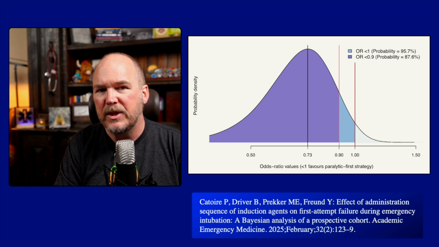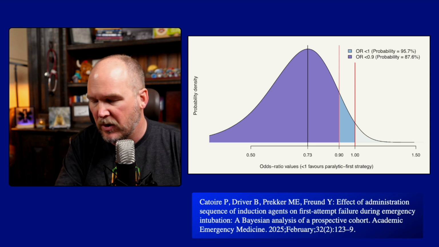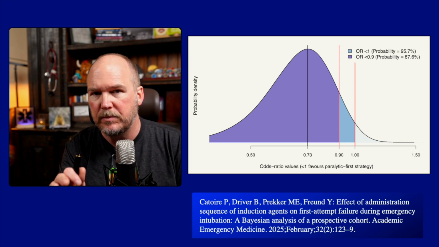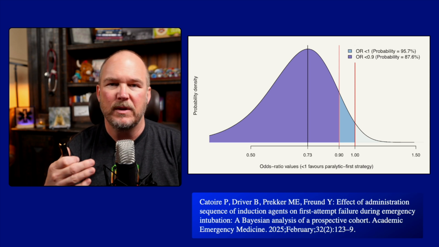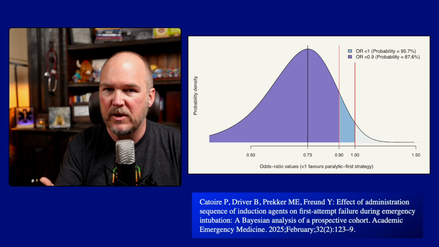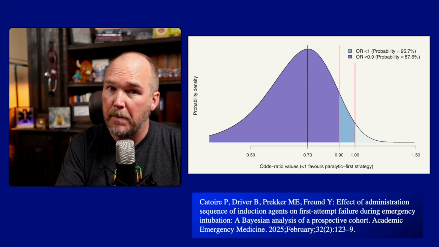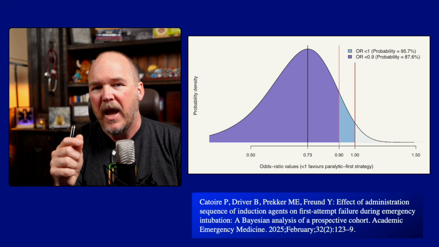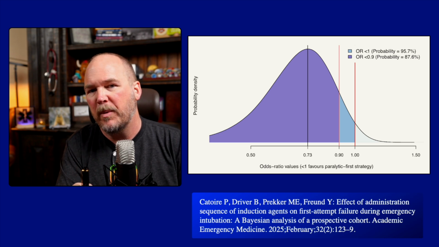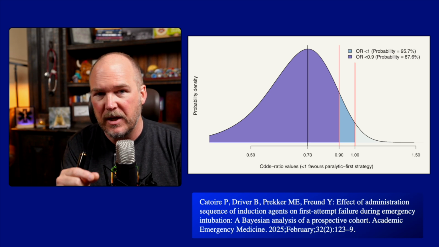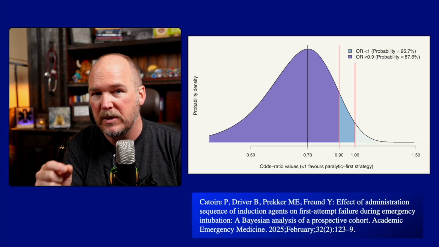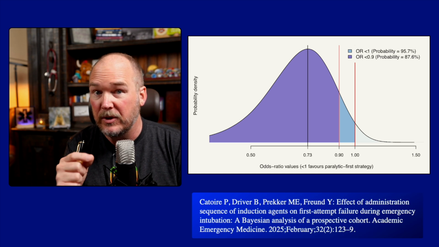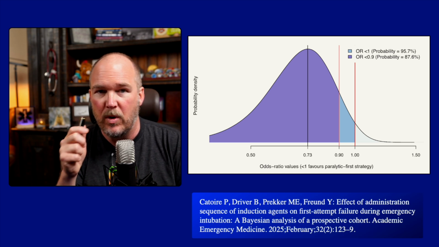So while there is no black and white answer, there is no comforting but potentially misleading p-value, there is a level of certainty. What's that certainty? Well, we're pretty damn sure paralytic first approach is at least a little better. And if you wanted to report on the probability of seeing at least the minimum clinically important difference, you could do that too, and I would certainly understand why you would want to.